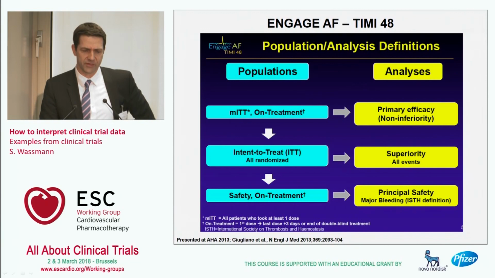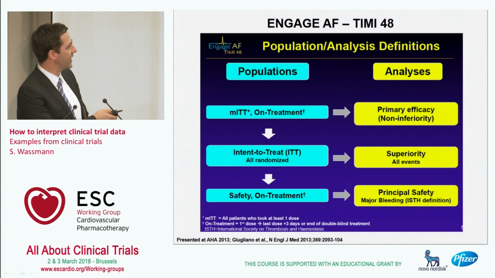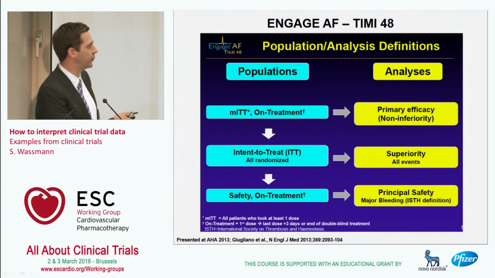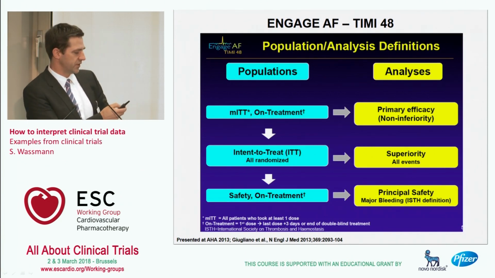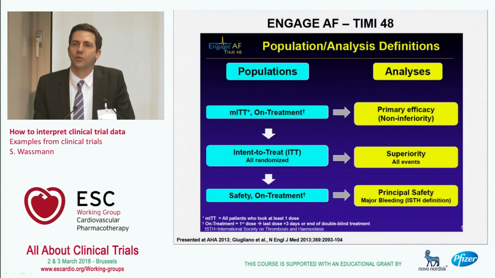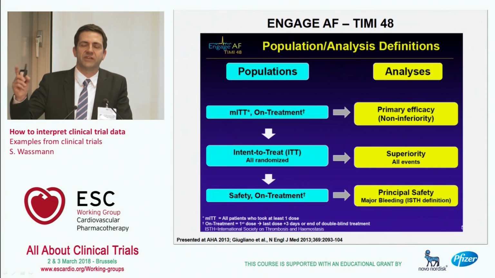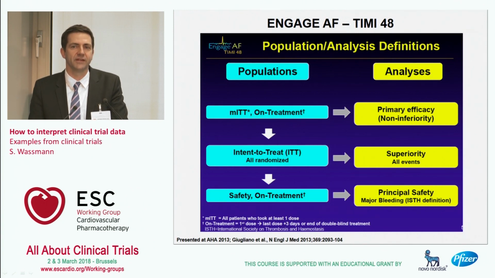So why am I showing you this? Because they used a different methodology. Primary efficacy for non-inferiority was on treatment, and they used something called modified intention to treat. Superiority testing was intention to treat analysis. Safety, again, on treatment. So what is modified intention to treat? Does anybody know what that is? I'm not sure if Alexander touched that. What is intention to treat? The patient is randomized, right? And he's in the trial regardless of whether or not he takes the study drug, right? So what is modified?